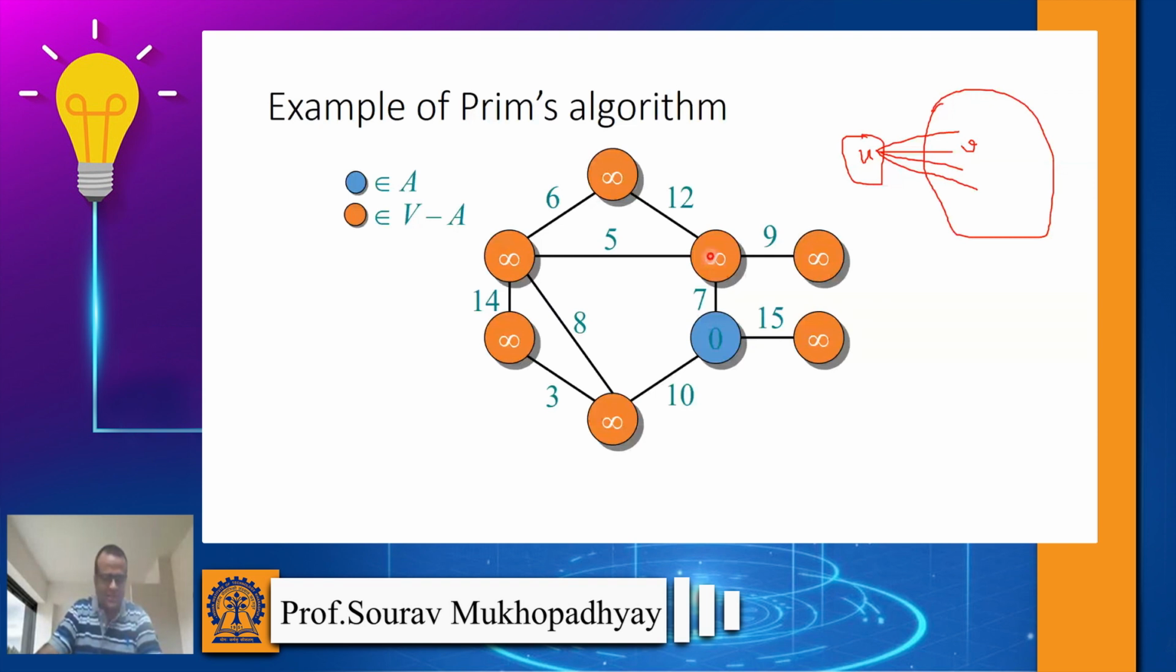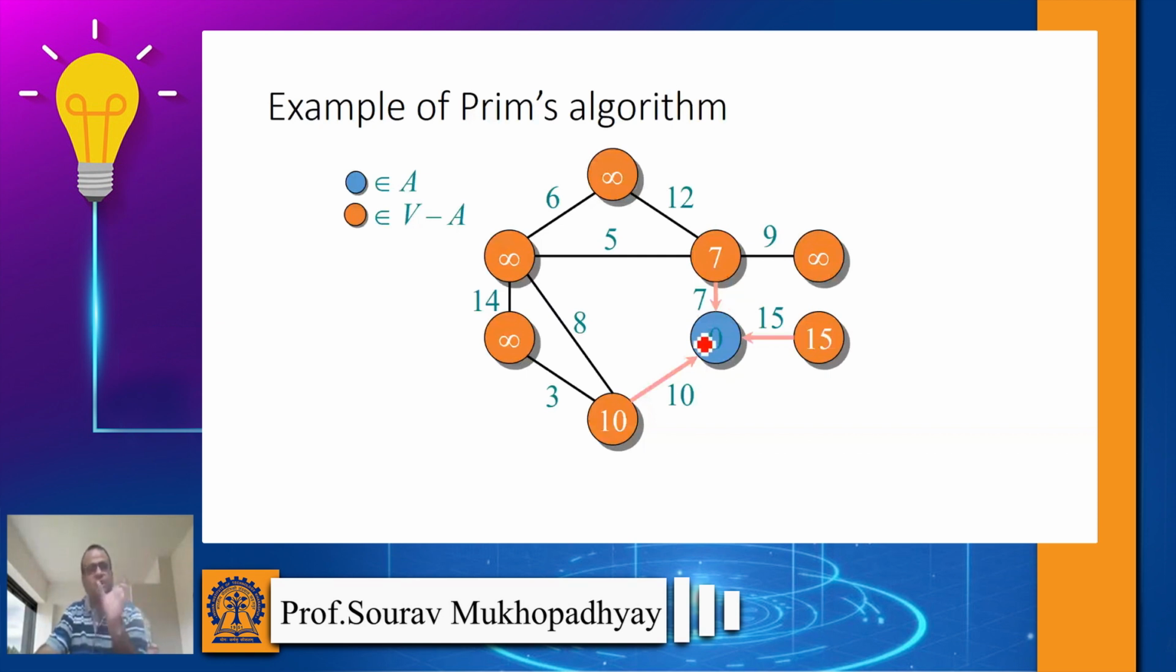Let us consider this vertex as our V. For this V, we have only one bridge edge, which is 7. It was having infinity, so we just change the key of this to be 7, because 7 is better than infinity. That way we do it, and we put a responsibility pointer. Who is responsible for this change? This vertex is responsible for this change, because ultimately we need to get the edges to report the MST.